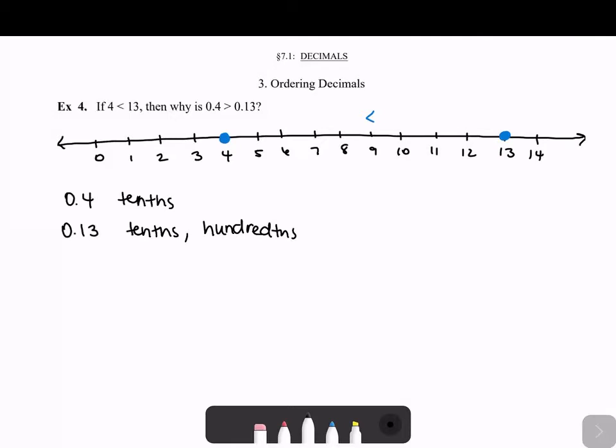So just because 0.13 has something in the tenths place and the hundredths place, it doesn't necessarily mean that it's going to be bigger than something that just has value in the tenths place. And in this case, it's not.